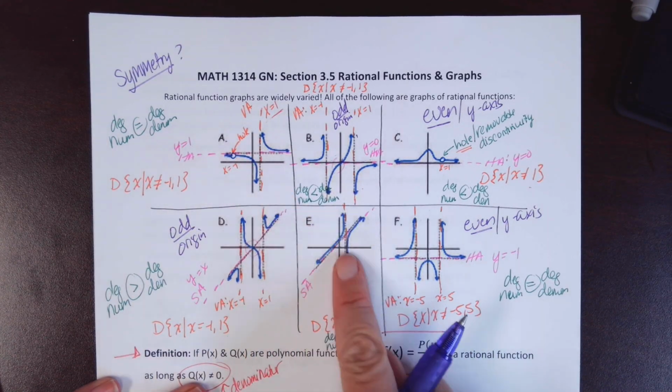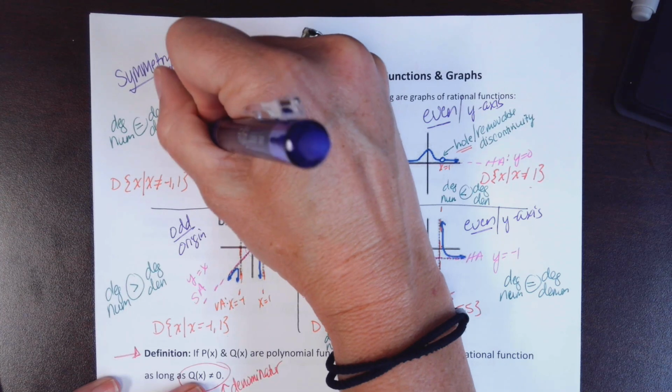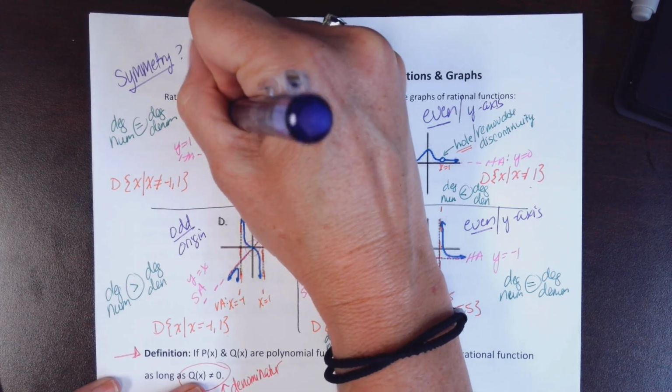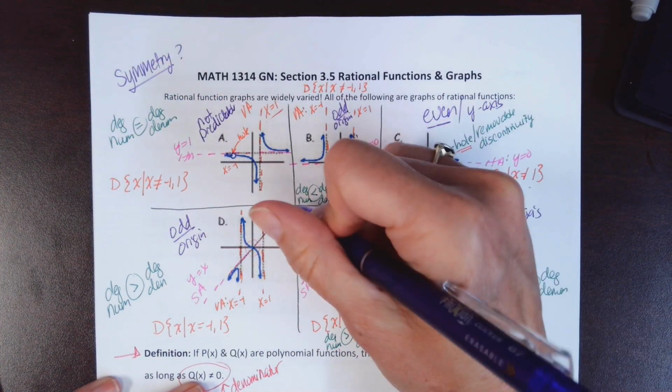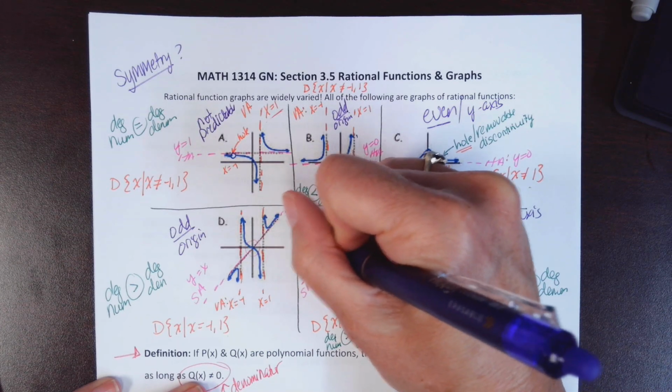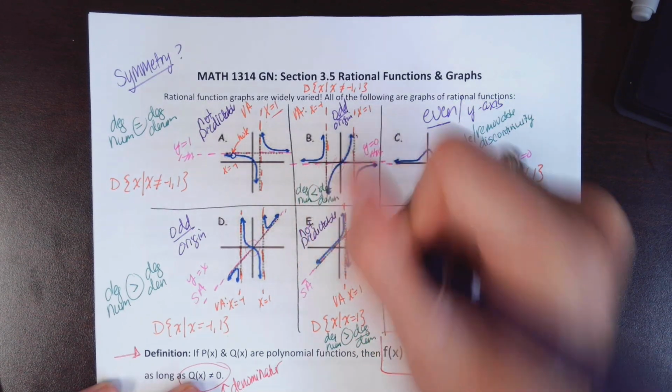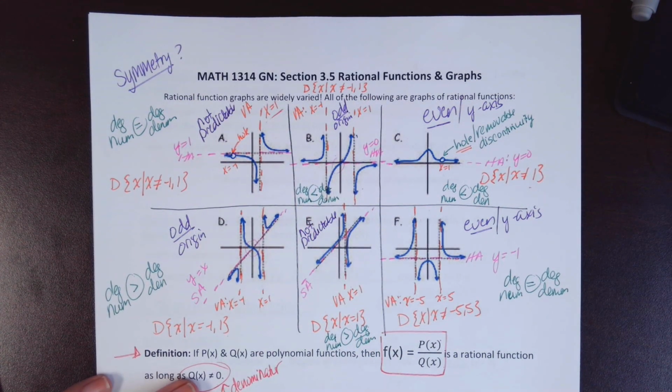So A and E are not predictable symmetry. So the symmetry test doesn't help us out on these two, because they don't have predictable symmetry.